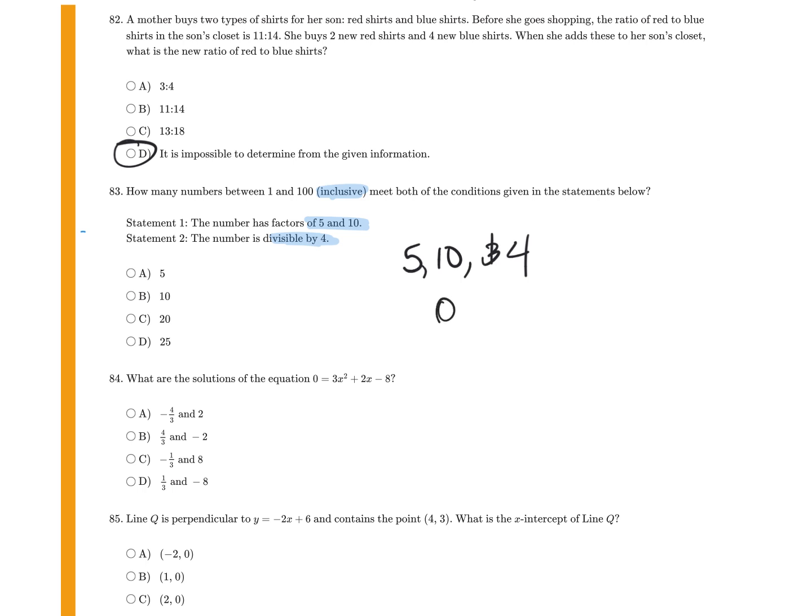So now we need to think, is there a number that can be divided by 4 and ends in 0? I can think of 40. 40 is divisible by 10, 5, and 4. 60. 15 times 4 is 60. So we got 40, we got 60. 20. 20 divided by 5 is 4. 20 divided by 10 is 2. 20 divided by 4 is 5.